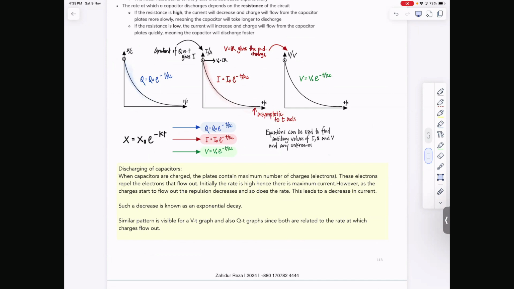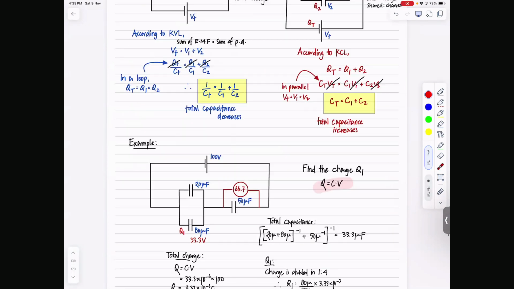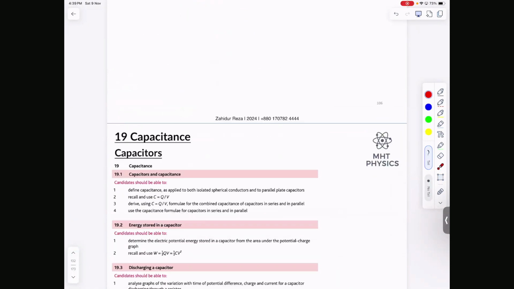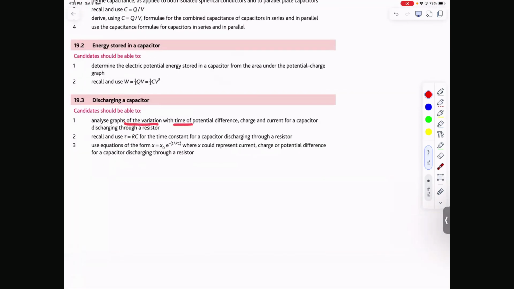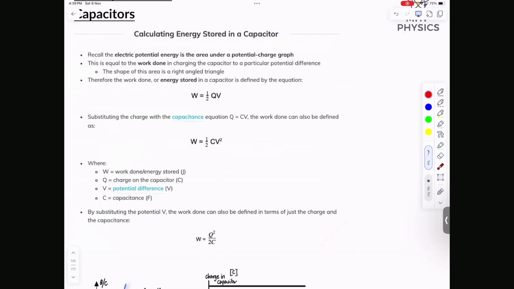Right, so just a quick reminder, what is this? I'll read the syllabus so it's easier for you to understand what they want from you. Analyze graphs of variation of time with potential difference, charge and current for a capacitor discharging through a resistor. Analyze graphs. So the graphs that we did. Okay, so graphs here, I've added some points. I don't know if you have noticed it later on.